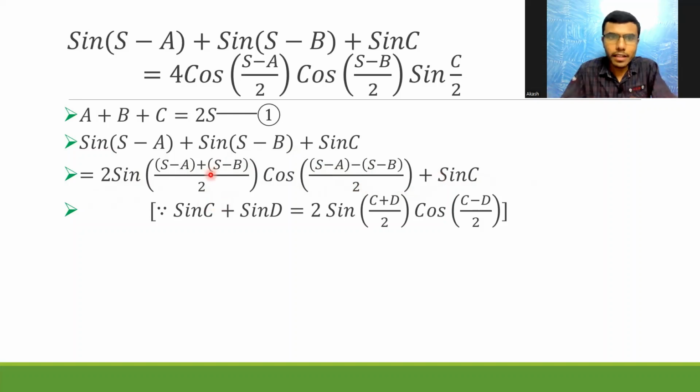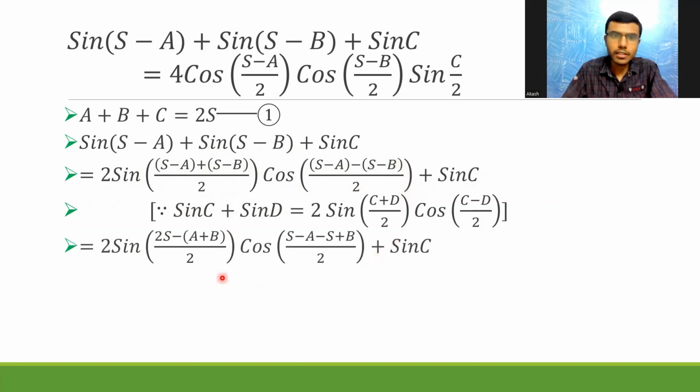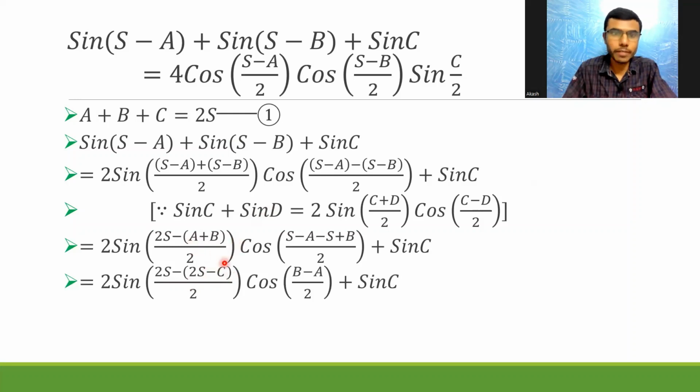Next, here what I'm going to do is S plus S is 2S, and minus A minus B, I'm going to write as minus of A plus B. And here I have minus S plus B. This is what you'll see. Now, since a plus b plus c is equal to 2s, what can I write a plus b as? I can write a plus b as 2s minus c. So that's why this is what you would see. In place of a plus b, I wrote 2s minus c, and s would get cancelled. I'm left with b minus a by 2.